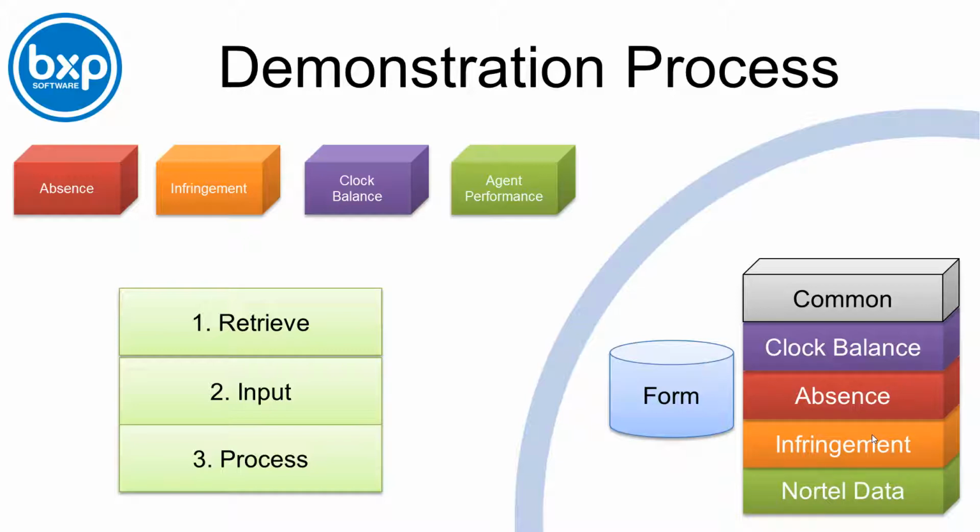In order to be able to put all of this information in the most efficient format, the Nortel agent performance report actually has the most data. So we start by retrieving that, manually uploading it, and processing it into the form. So that agent performance data will go through the process, get loaded into the form, and then we'll see how the other reports then build up behind it.